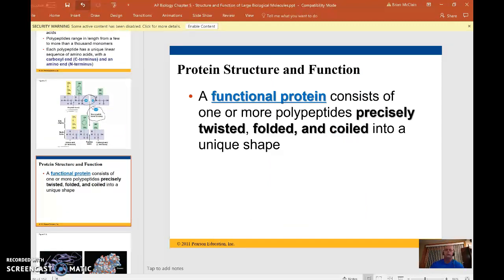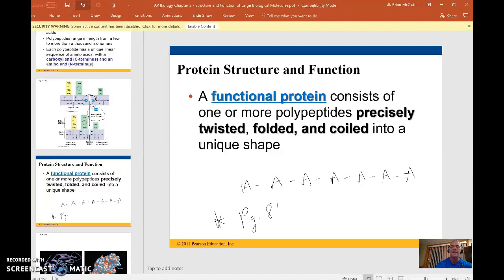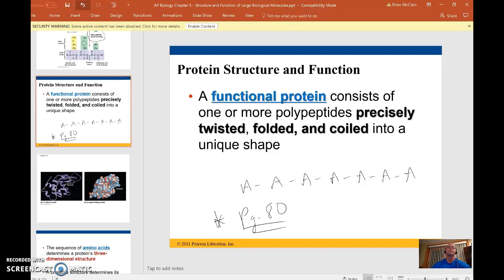As I mentioned before, the idea of being able to put those specific amino acids in order is critical, and it's first laid out by the DNA. But that really doesn't take us all the way to the end of the story. We need to make it a functional protein. We need to organize it precisely. We need to fold it and twist it and coil it. I would highly suggest that you review page 80 in your textbook, because it has a chart that reviews the 4 levels of structure that we're going to go over.